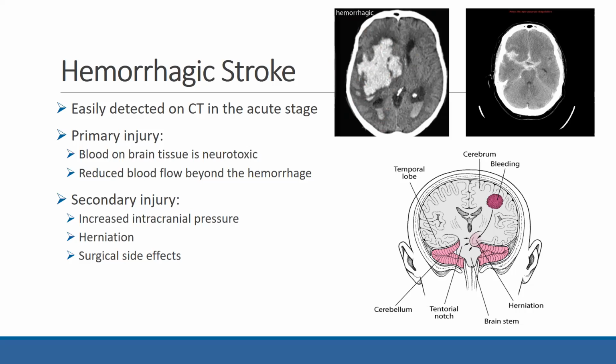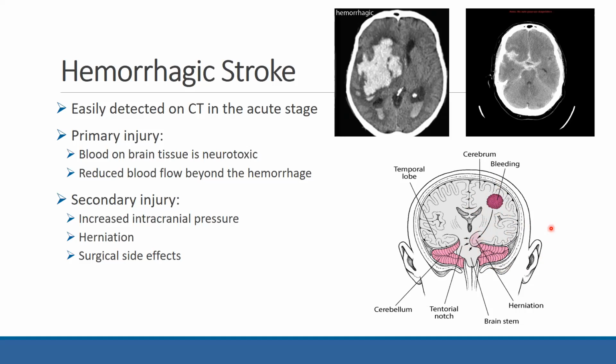There's also risk for secondary injuries here. As blood fills some of the space inside the skull, there's less room for the brain, right? So we're going to have increased intracranial pressure and potentially herniation. In this bottom diagram, you can see that when we have a hemorrhage here in this hemisphere, it's pushing brain tissue down and we're starting to experience herniation through the small opening down here.